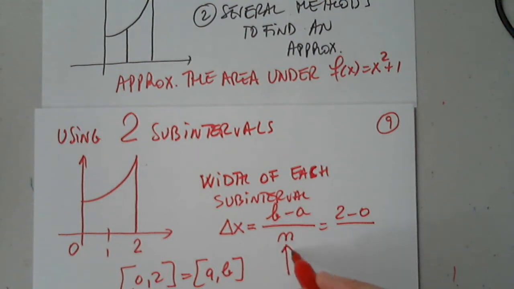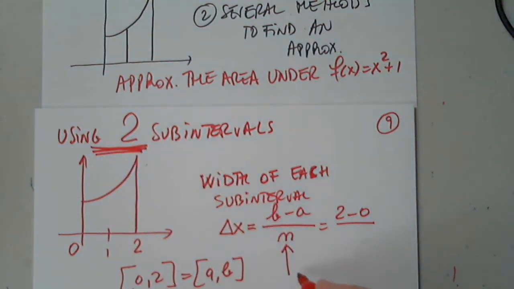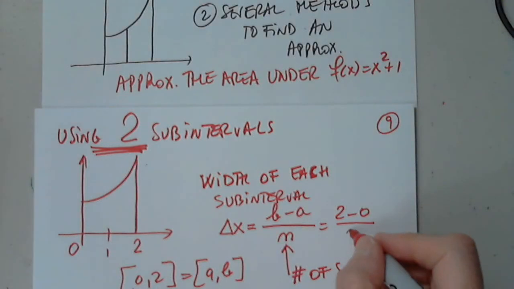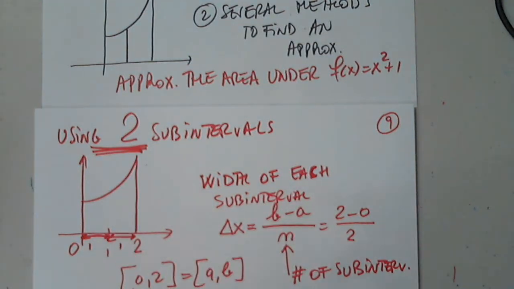What does n represent? The number of subintervals, which is 2. So that's why the width for us in this simple example is 1. Good.